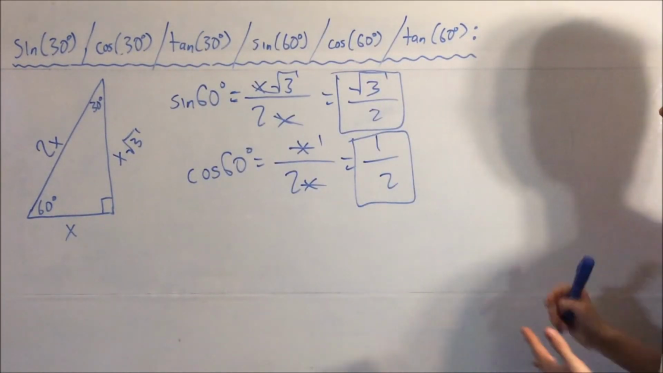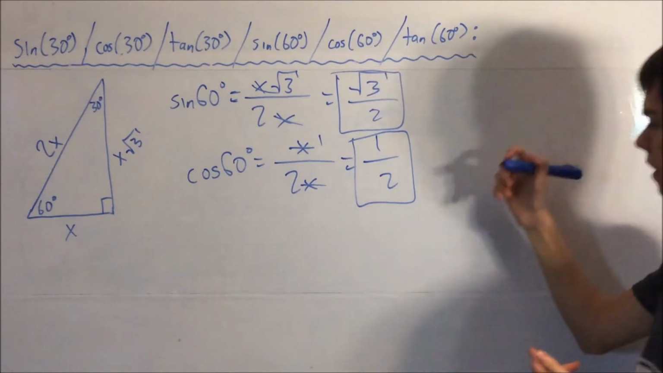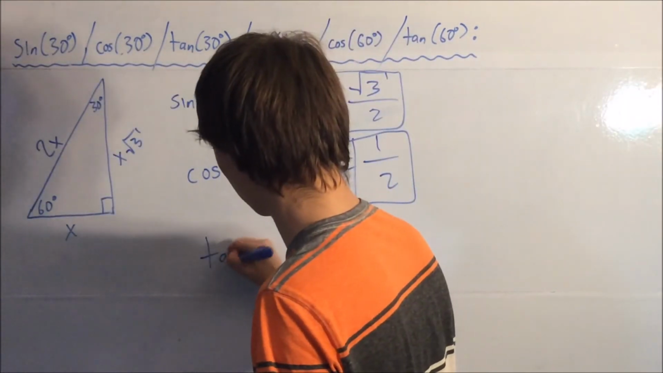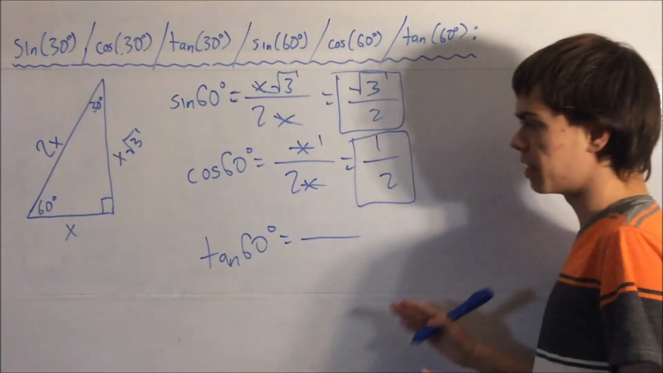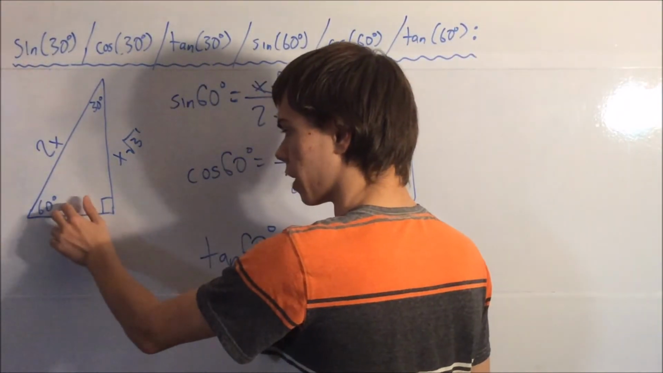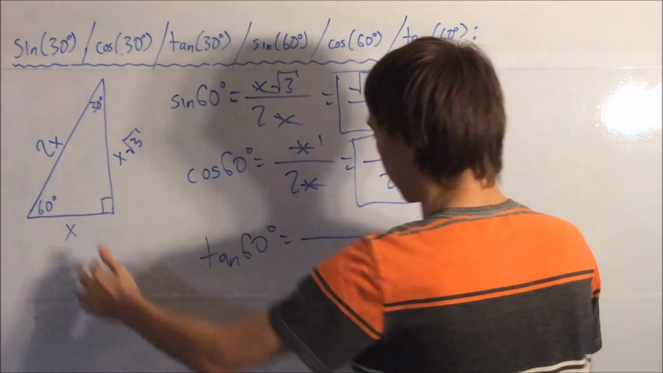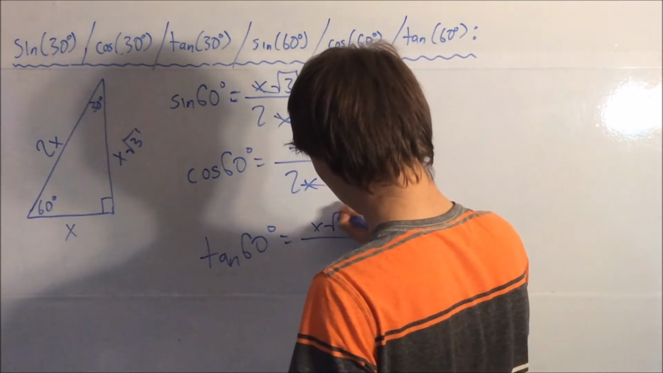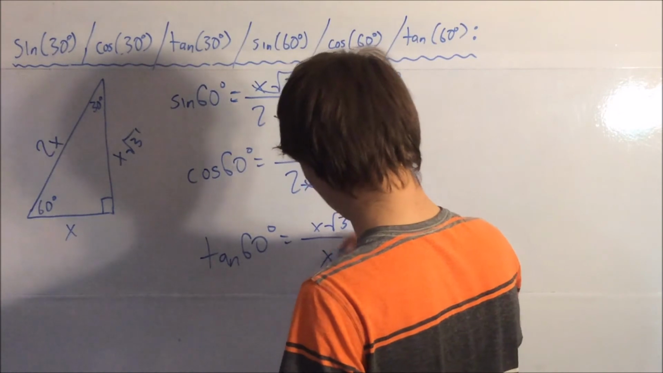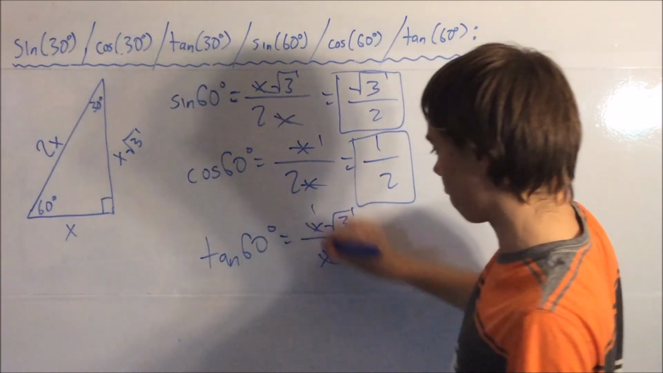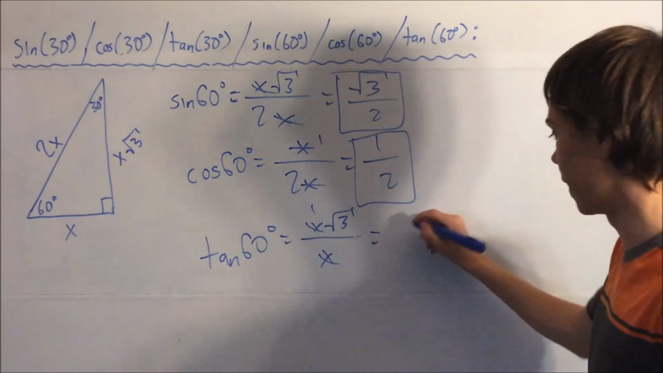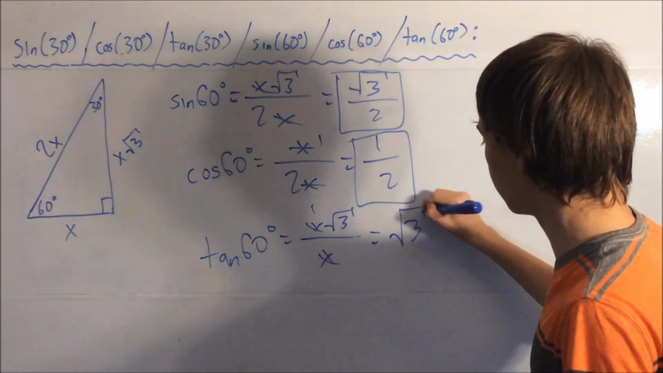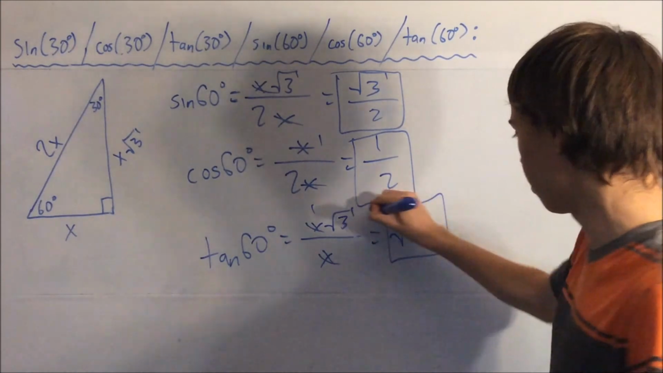All right, lastly, we're going to find the tan of 60 degrees. So the tan of 60 degrees, focusing on this angle right here, we get x radical 3 over x. The x's cancel out, you're left with a 1 here, and so it's just 1 times radical 3. We're left with just radical 3. So the tan of 60 degrees is equal to radical 3.